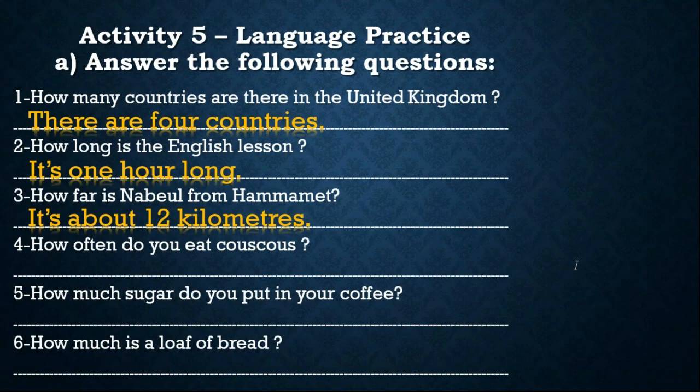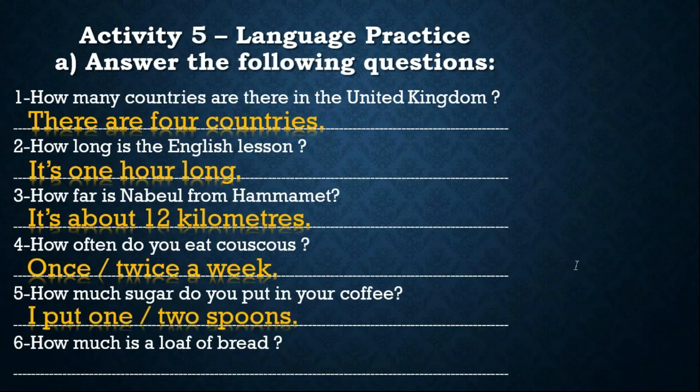How often do you eat couscous? Once a week. Twice a week, or it depends, right? How much sugar? 2 spoons. I put 1, or I put 2 spoons, or I put no sugar. Okay. How much is a loaf of bread? 200 millimes.